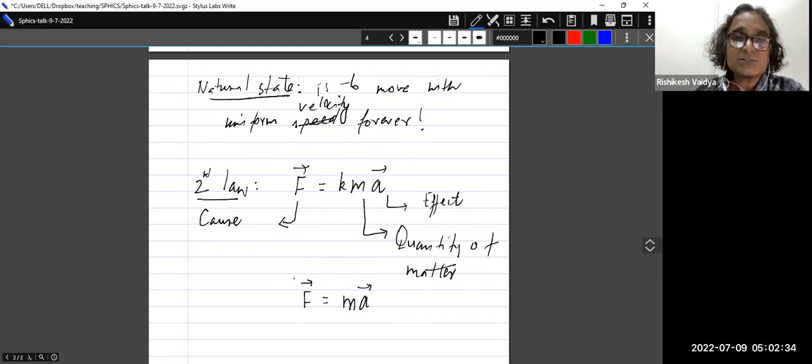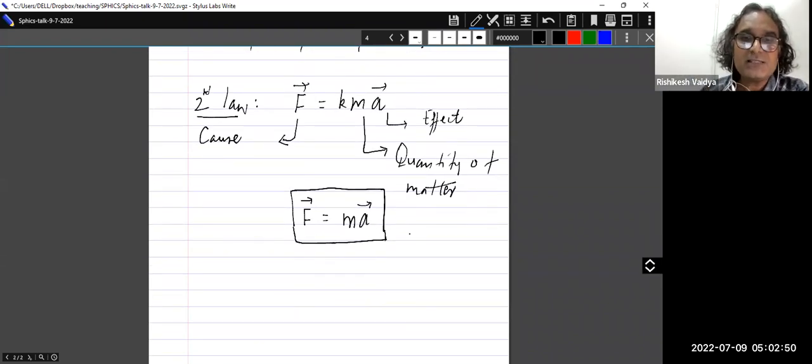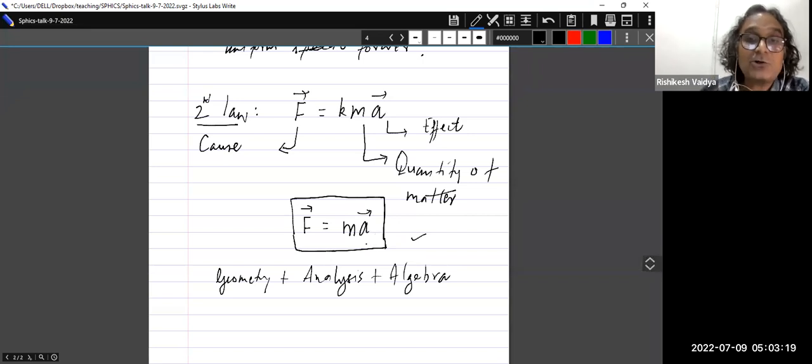So it is this quantitative definition. People intuitively knew that these three things are related, but Newton provided them in the form of an equation. And not just that, this equation is actually a coming together of geometry, analysis, and algebra. So one has to provide a quantitative measure of what quantities are involved.